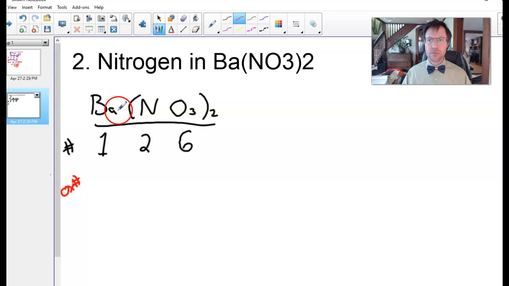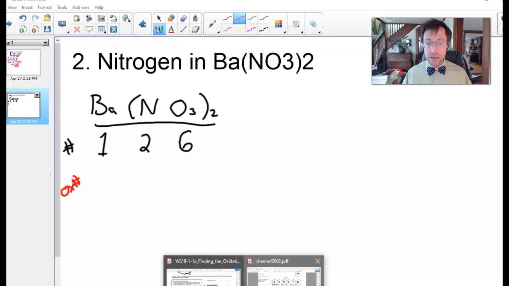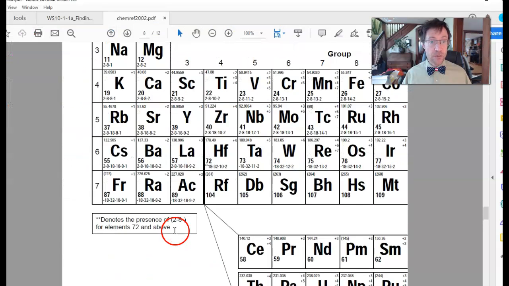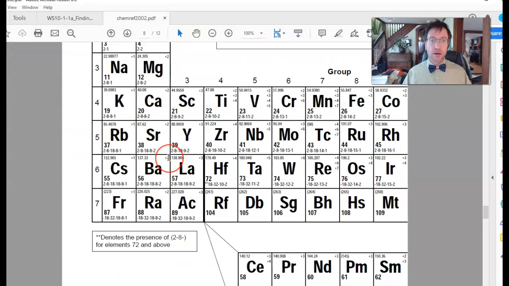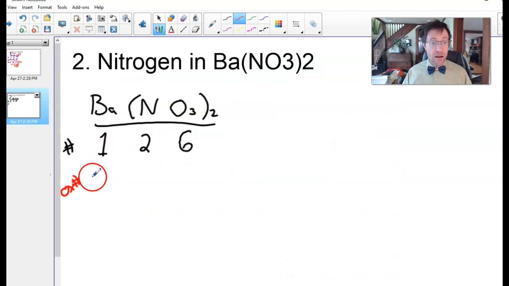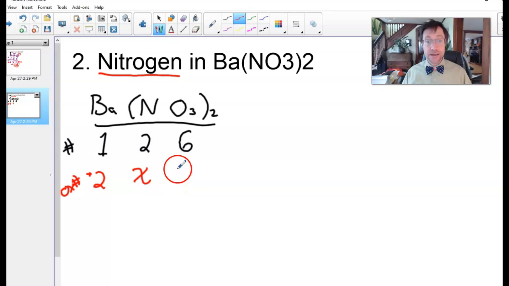For barium, I don't actually have that memorized, so I'm just going to come over here to my handy-dandy periodic table of the elements. Oh, barium, right here. Group 2, plus 2. See, I didn't even need to memorize that stupid rule. It's just right there. I can just look it up. So barium is going to be plus 2. Nitrogen, well, that's what we're trying to find. That's going to be my mathematical symbol for I have no idea. And oxygen is always minus 2 because that is decidedly not a peroxide.